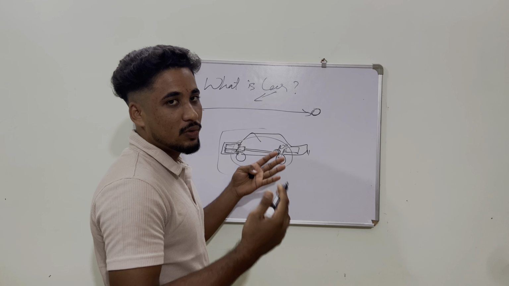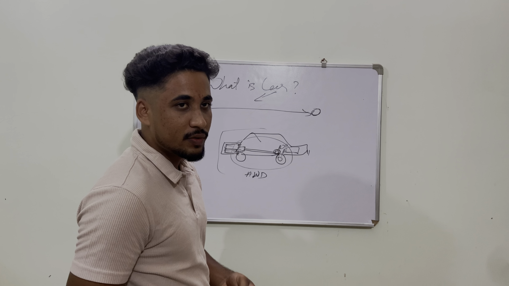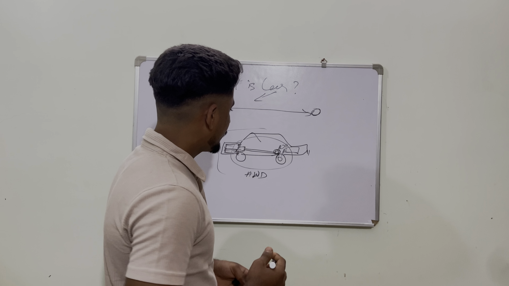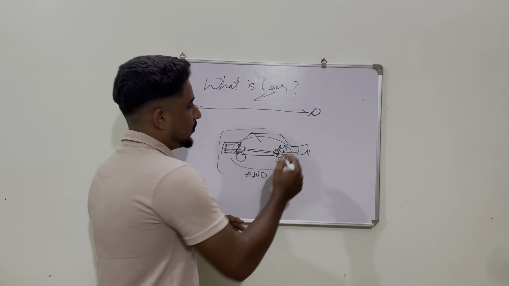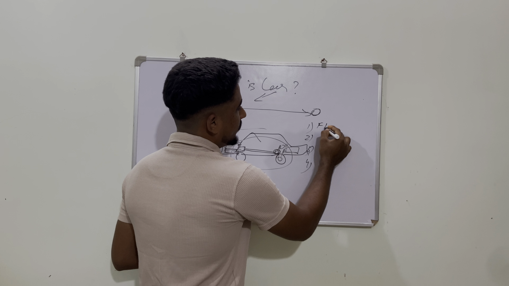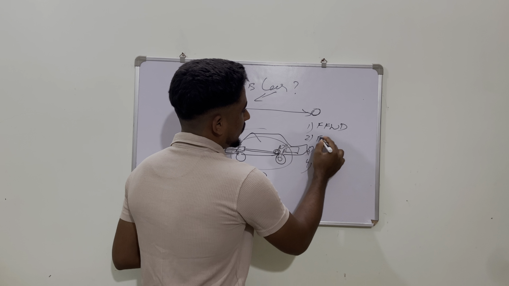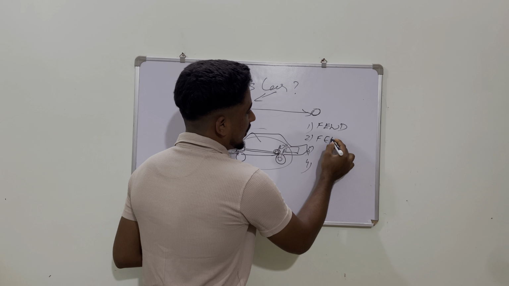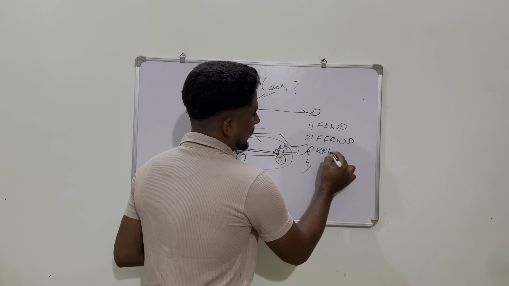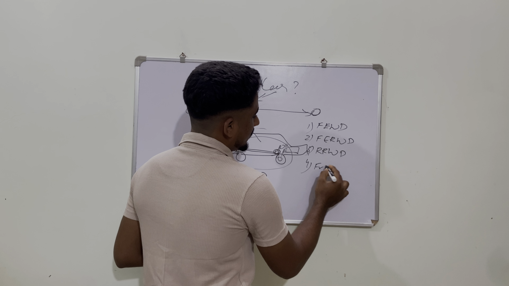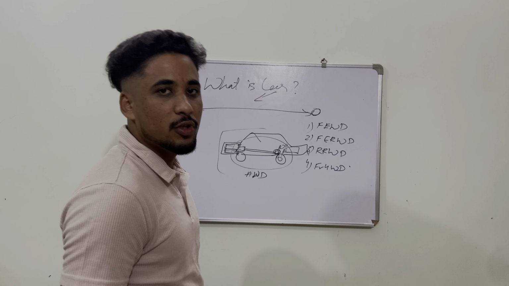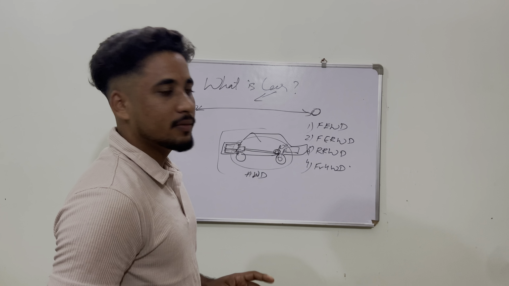Later we will go on to other things, and I will upload more videos on this channel. So there are 4 types: front engine, front wheel drive; front engine, rear wheel drive; rear engine, rear wheel drive; and front engine, 4-wheel drive. These are the types of drives on a car.